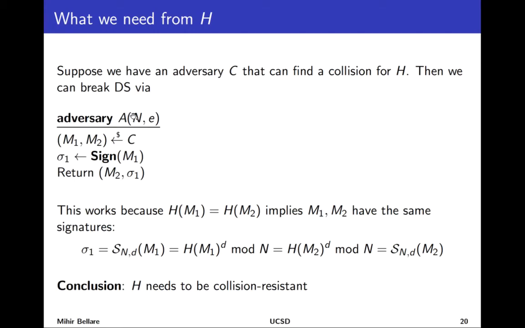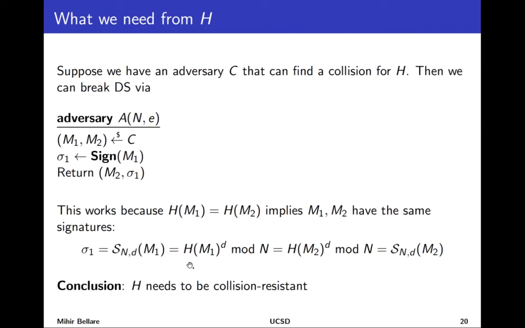It gets as input the public key, which for RSA is N and E, and it has access to a sign oracle, and it's going to try to output a forgery. It first leverages this given adversary to generate this pair of messages, and now it knows the hash of M1 equals the hash of M2. The observation is that if that happens, M1 and M2 have the same signatures.